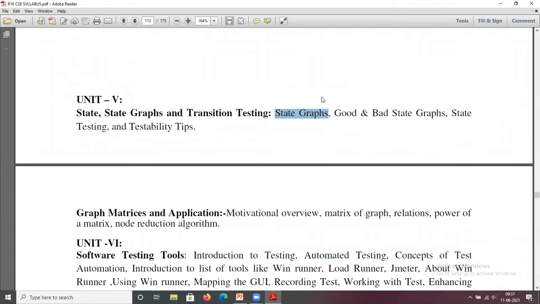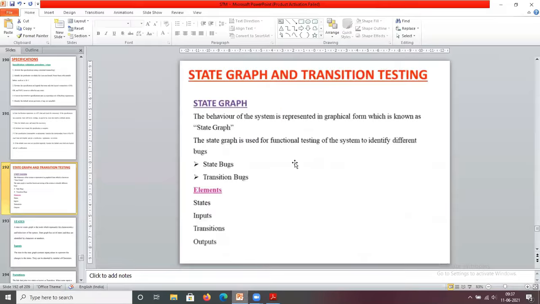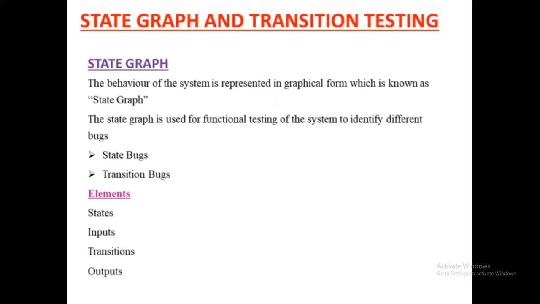The state graph is associated with the state table. That means it specifies the behavior of a system. Okay.